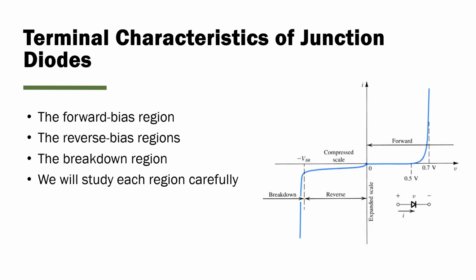Let's move on to terminal characteristics of junction diodes. So you can see in this graph, we have a bit more of a complicated relationship for the diode. Again, we have the forward biased region, and we have the reverse biased region. But we've also added this breakdown region. We're going to study each region carefully, but what I want to point out is that the diode is still pretty similar to the ideal diode model. But this is going to give us a lot more accurate understanding of how the diode behaves in the real world. So let's dive into the forward bias region first.